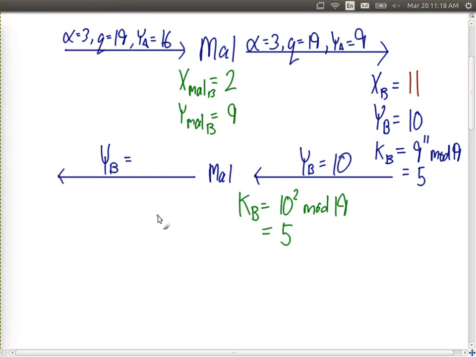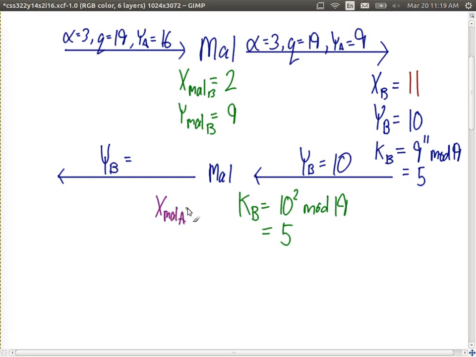But they actually select their own value of X. Let's say 7. And if we use 7, what will Y be? 3 to the power of 7 mod 19 is 2. So what do we send here? We send 2.